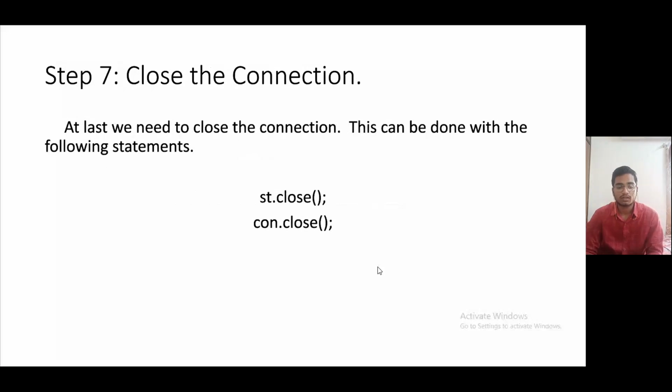And the last but not least step is to close the connection. After executing all the queries, we need to close the connections, which is a mandatory step. We can close the connection to the database in two simple steps, and those are st.close and con.close. Here st is an object that refers to the Statement class, and con is an object that refers to the Connection interface. So we need to close them.